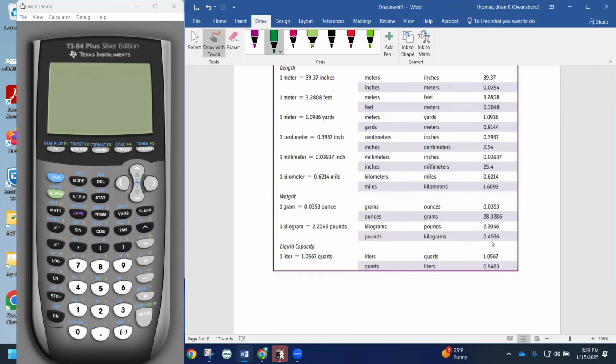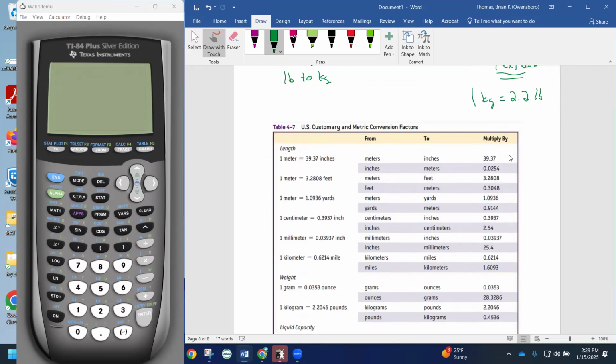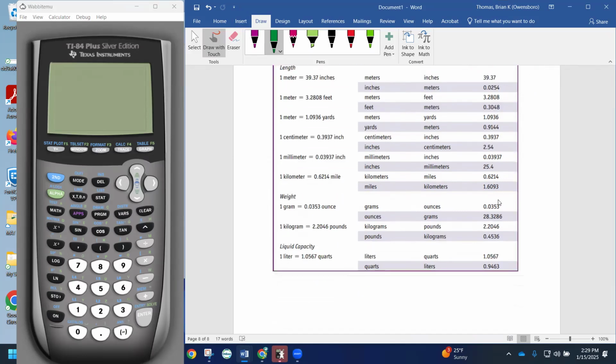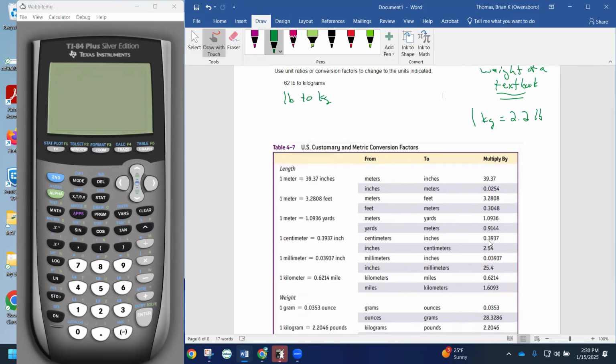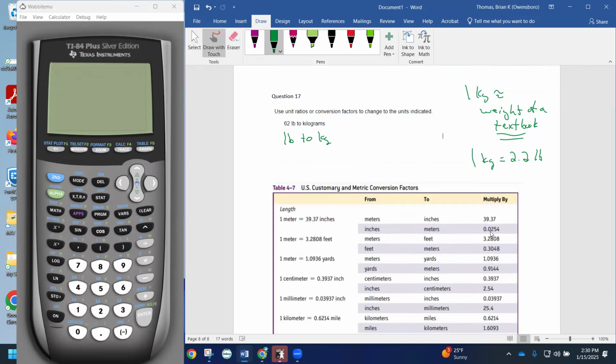So what we can do is multiply by this conversion factor. So we want to multiply by then this pounds to kilograms. We want to multiply by this 0.4536. So if I have 62 pounds, what I can do is multiply 62 by this 0.4536, and that'll convert into kilograms.